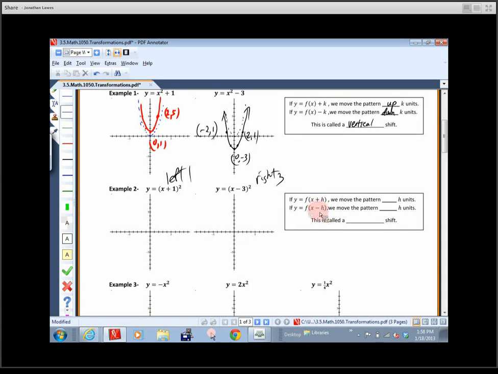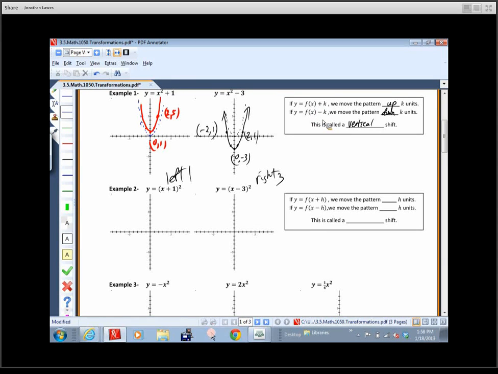So notice the difference here. We've got adding and subtracting on both of these transformations, but the difference is where we do that. Here we plug in an x, the function makes the shape, and then we add something or subtract something after the fact. That's going to change the y coordinate. That's going to be a vertical shift.